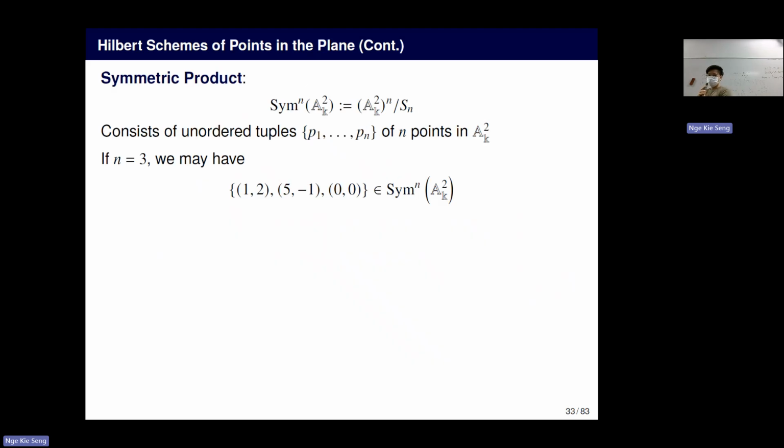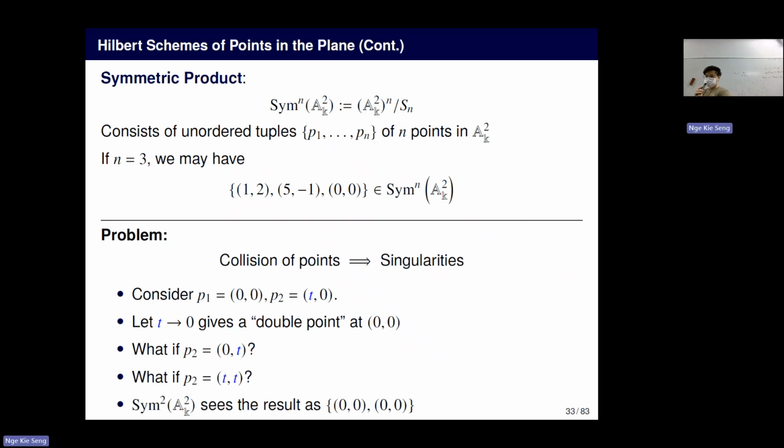The most intuitive way to create a space of n unordered points is the construction of a symmetric product, which is defined as the quotient of n copies of the affine plane by the action of the symmetric group, which just permutes the points. For example, when n equals 3, we have this kind of element living inside the symmetric product. Nevertheless, this space has problems where collisions of points happen. It is singular at the points of collision.